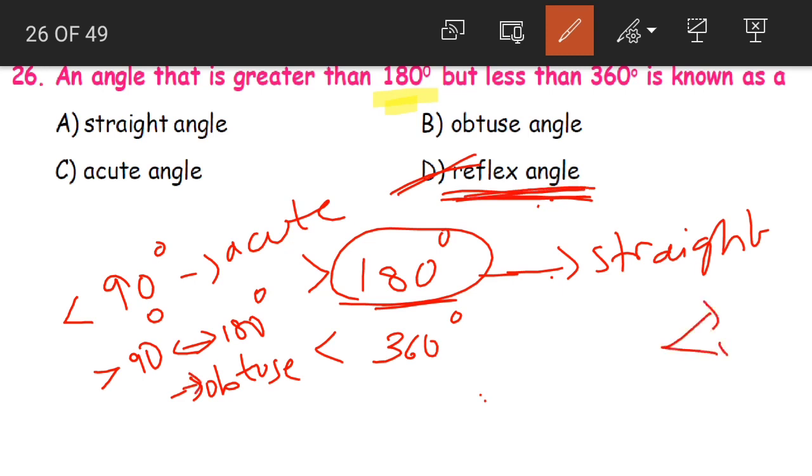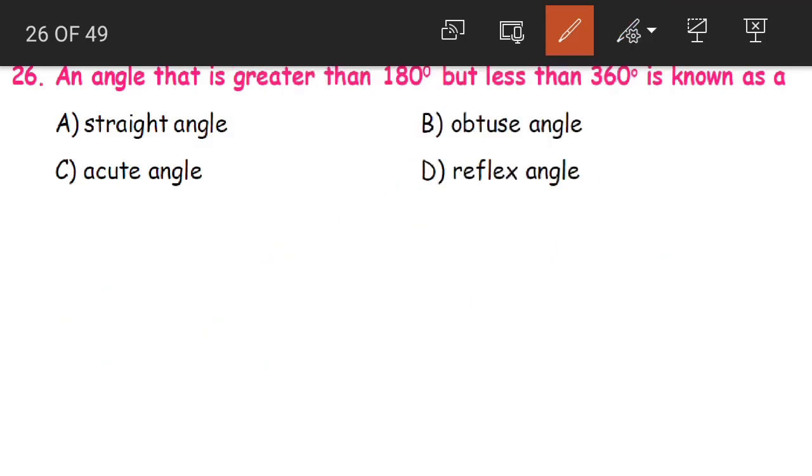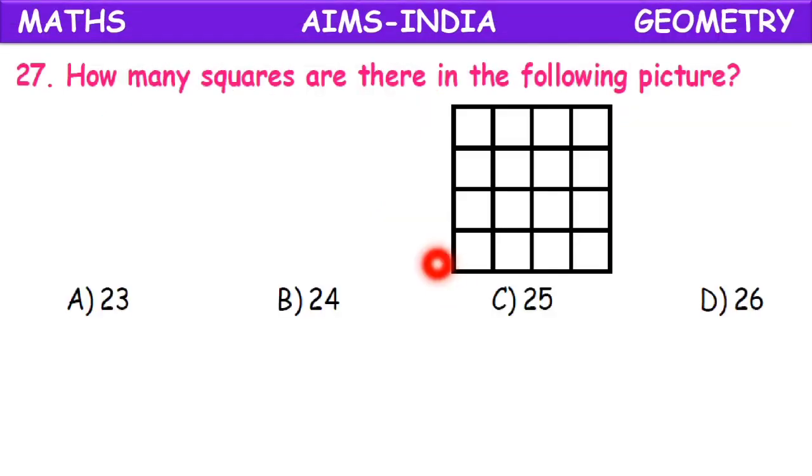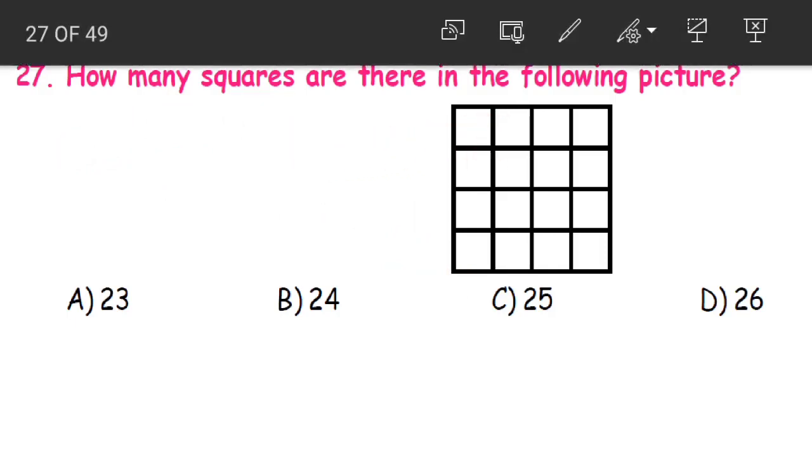For example, I have written it like this, right? Now this becomes the reflex angle. So when an angle is greater than 180 degrees but less than 360 degrees, it is known as a reflex angle. Now question 27: how many squares are there in the following picture?